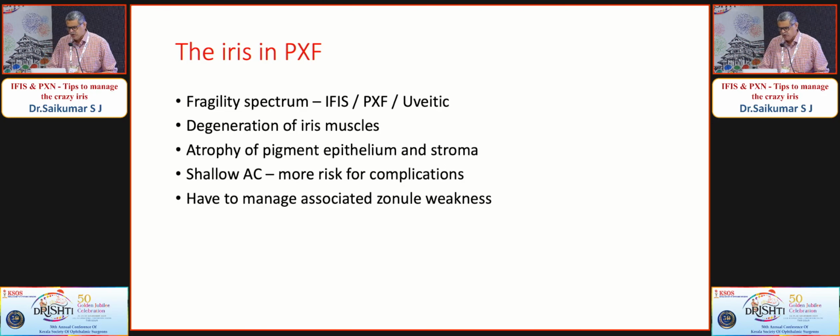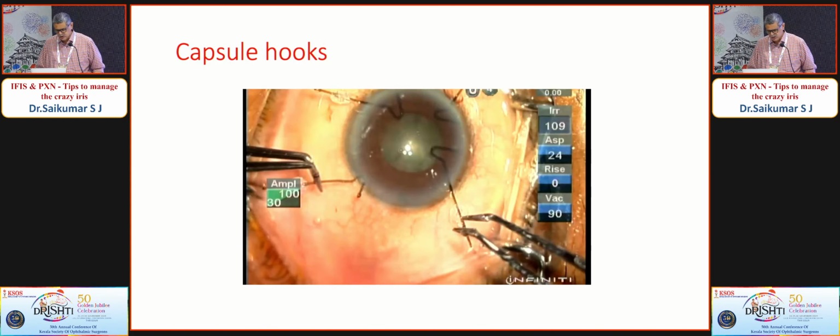There is degeneration of iris muscles, atrophy of the pigment epithelium and stroma. Shallow AC is a problem that you quite often encounter in pseudo-exfoliation. So unlike in IFIS where you handle only the iris problem, you have endotheliopathy here, you have shallow AC here, you have possibility of weak zonules here. So a lot of multiple issues you have to tackle when you are doing a pseudo-exfoliation case.